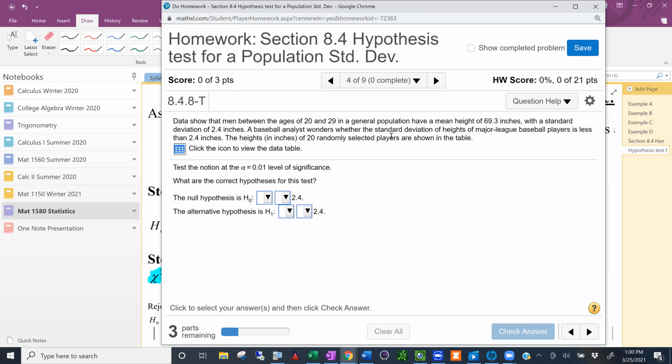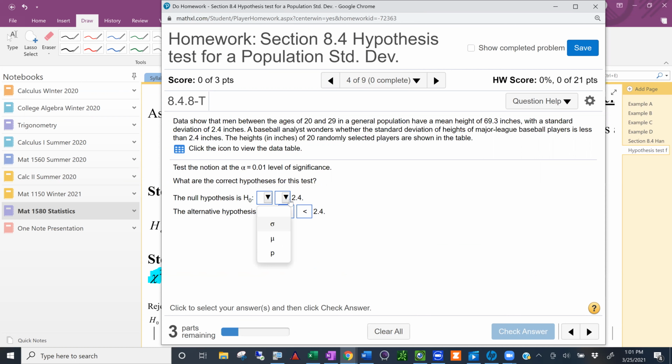Baseball analyst wonders whether the standard deviation of heights of major league players is less than 2.4 inches. So that's actually an alternative hypothesis, that sigma is less than 2.4. What does that mean? I'm going to put in the null hypothesis. Sigma is greater than or equal to 2.4.